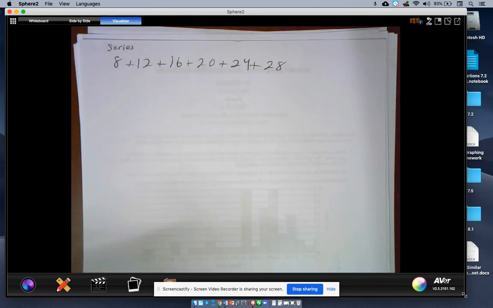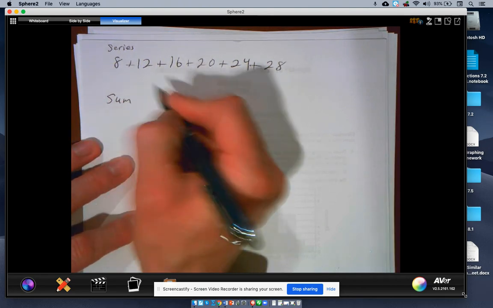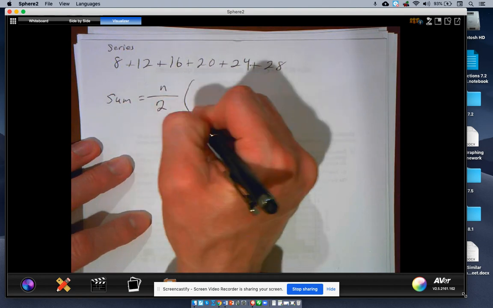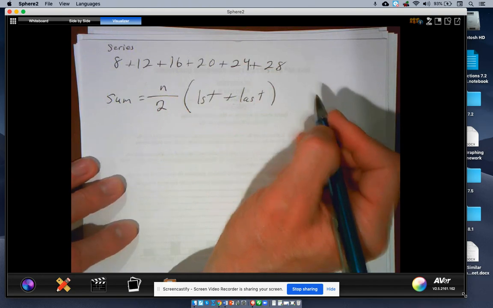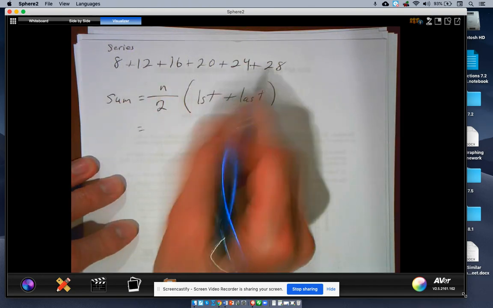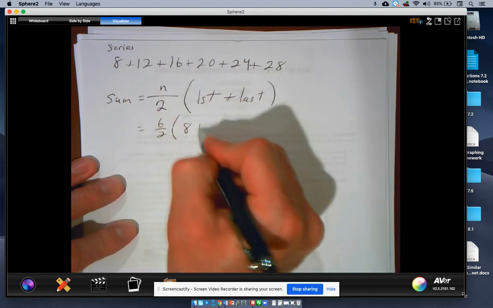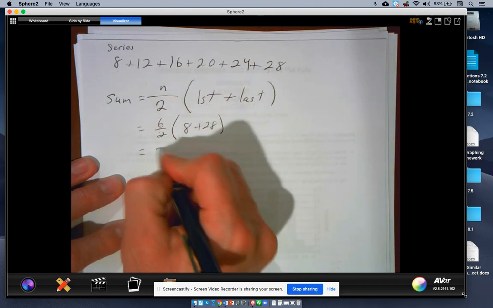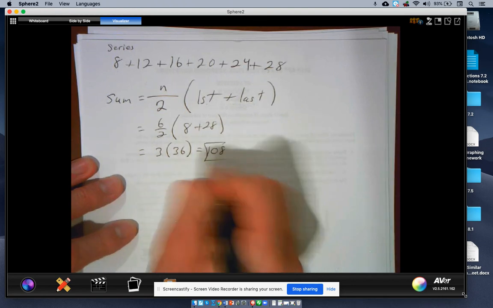So here I go with the formula. The sum is the number of terms over 2 times the first term plus the last term. How many terms are there? Let's count: 1, 2, 3, 4, 5, 6. The first term is 8, the last term is 28. So if I add up all those numbers, I'm going to get 3 times 36, which is 108. That should be my answer.